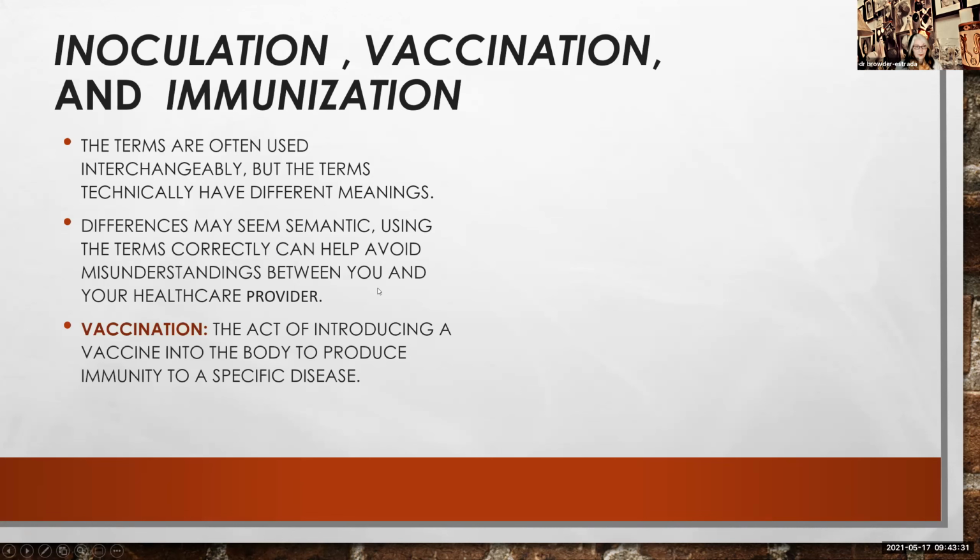So vaccination. Again, vaccination is when you introduce a vaccine into the body to produce immunity to a specific disease. Vaccination starts with Jenner, and the quick video we just looked at. Vaccination is going to stimulate the immune system to make those antibodies, those T cells, B cells that you need. Next one.